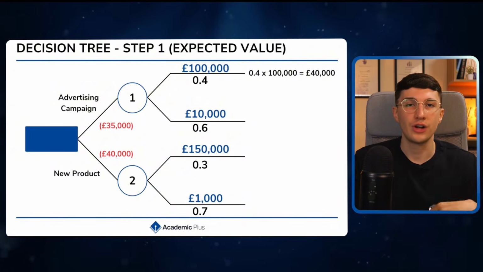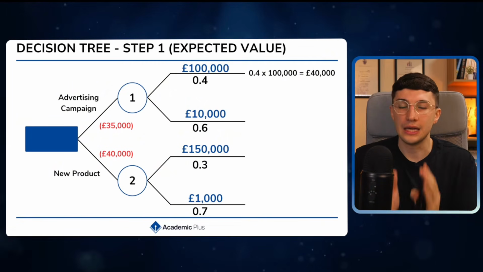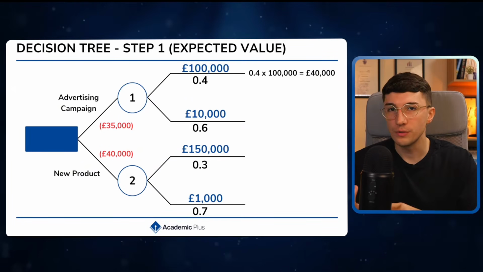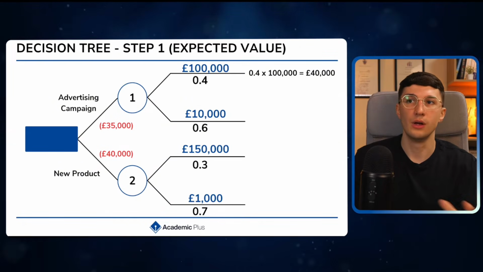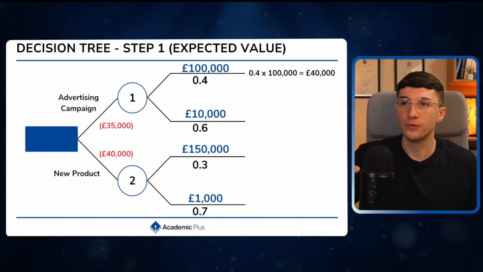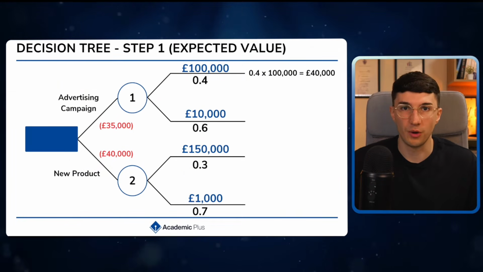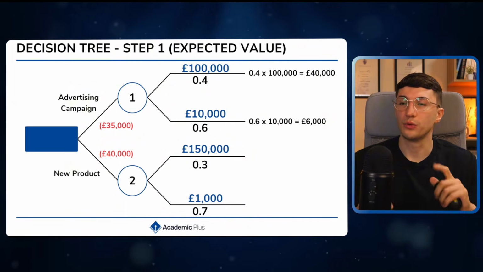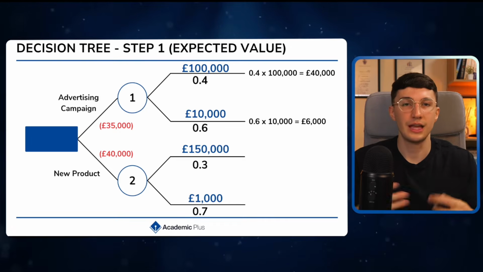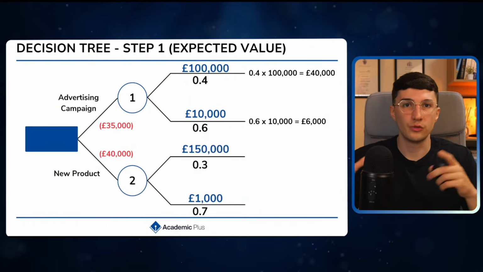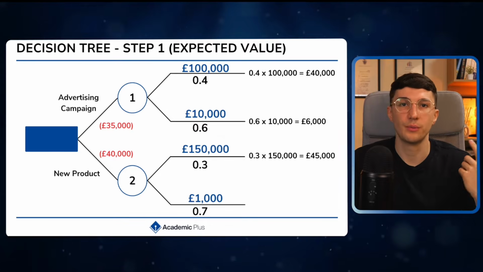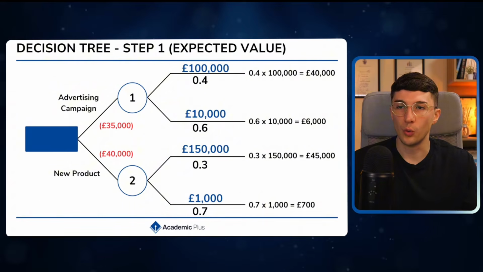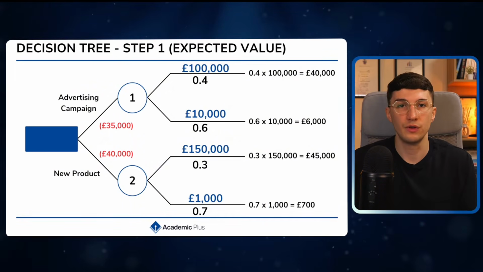Now, we want to start calculating the expected value for each of the different options. So what we want to do is take the payoff and multiply that by the probability of the outcome. So here for the first branch, we do £100,000 times 0.4, or 40%, which would give me £40,000. Then we do it again for the second branch, 0.6 times £10,000 to get me £6,000. And then we're going to do it as well for the new product. So 0.3 times £150,000 gives me £45,000. And then we've got 0.7 times £1,000, which gives me £700.